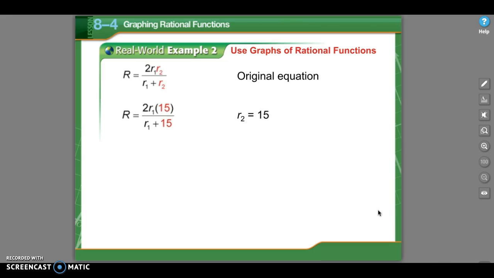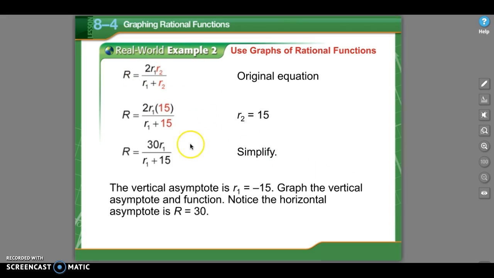So the first thing we're going to do is plug in that number 15 that they gave us and then simplify this equation. Once we do that, we get R equals 30 R1 divided by R1 plus 15. It might be helpful to think of the big capital R as the letter Y and this little r1 as the letter X. If you need to do that to make it easier for you, go ahead and do it. The variables don't really matter.